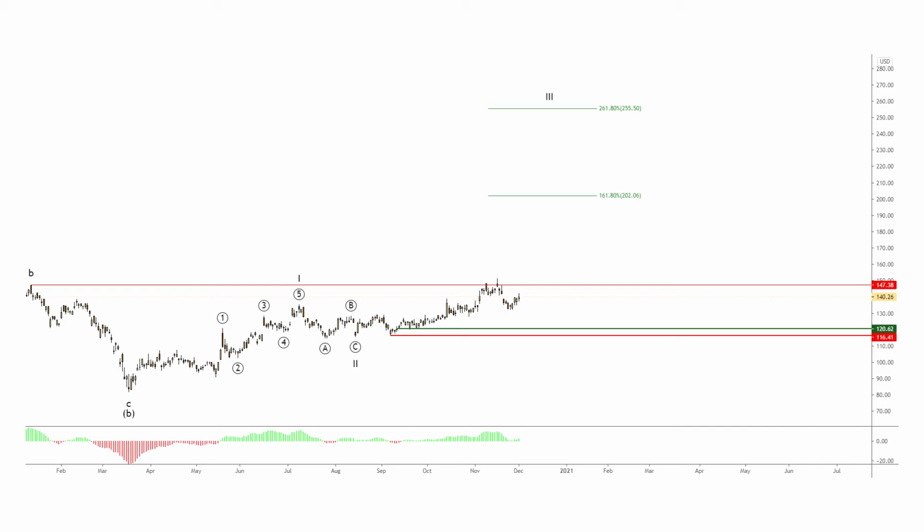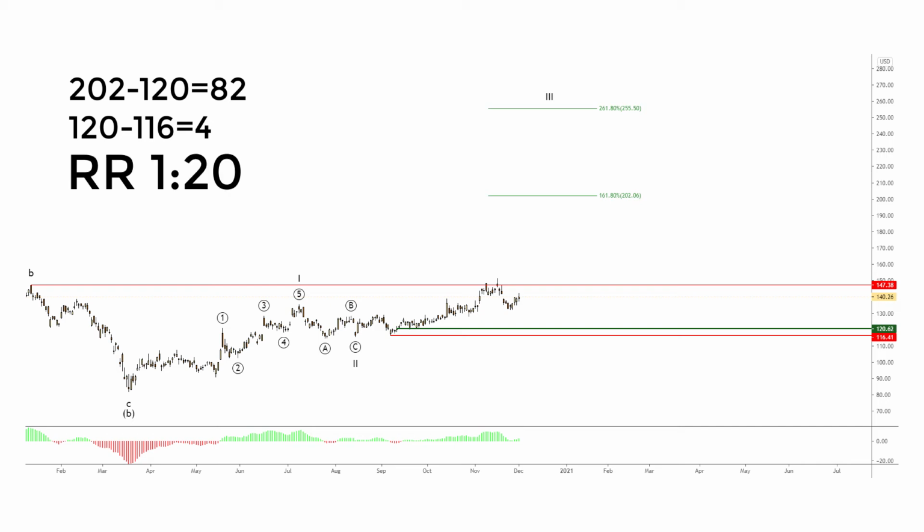If we calculate the risk to reward ratio to the first possible target, so let's say we are looking at the target 161.8 at 202. With entry at 120, we have 82 as potential profit with just 4 as risk. The entry at 120 and the stop at 116 is in fact a $4 risk. The risk to reward ratio on this trade is 1 to 20. It is an unbelievable ratio, risking 1 to gain 20.